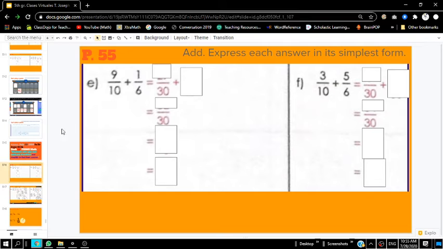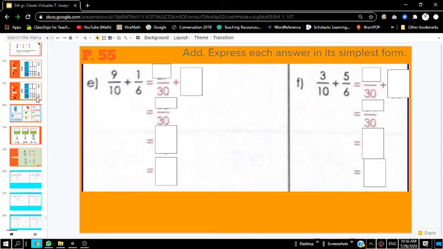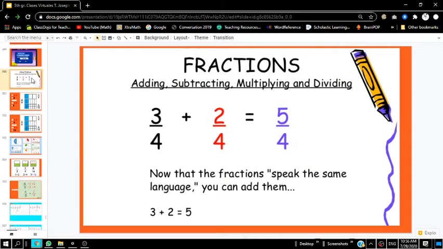The next problem is on page 56. Before we go to the next problem, I want to remind you, boys and girls, that when we're trying to find the same denominator, we need to find equivalent fractions. For example, 3/4 plus 2/4 can easily be added because they have the same denominator.